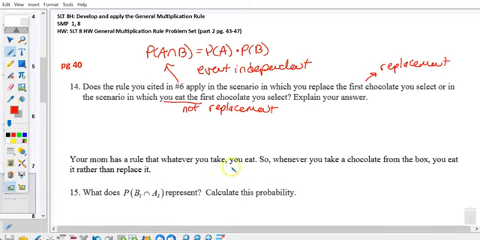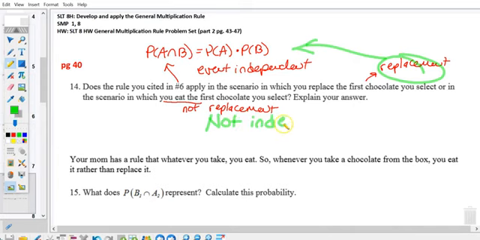So which of these events are independent? When you replace the first chocolate or when you eat the first chocolate? You should have said the one with replacement. We can do that because it's independent. Not independent when you eat one and reduce the number of chocolates in the box.